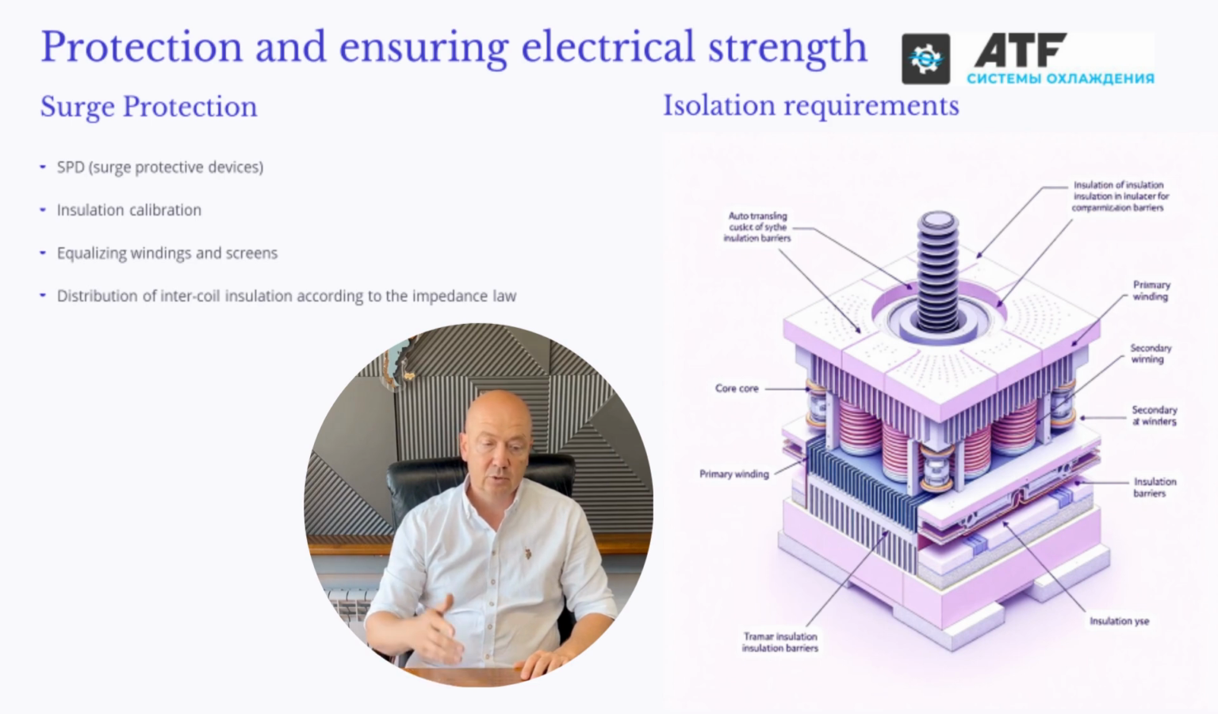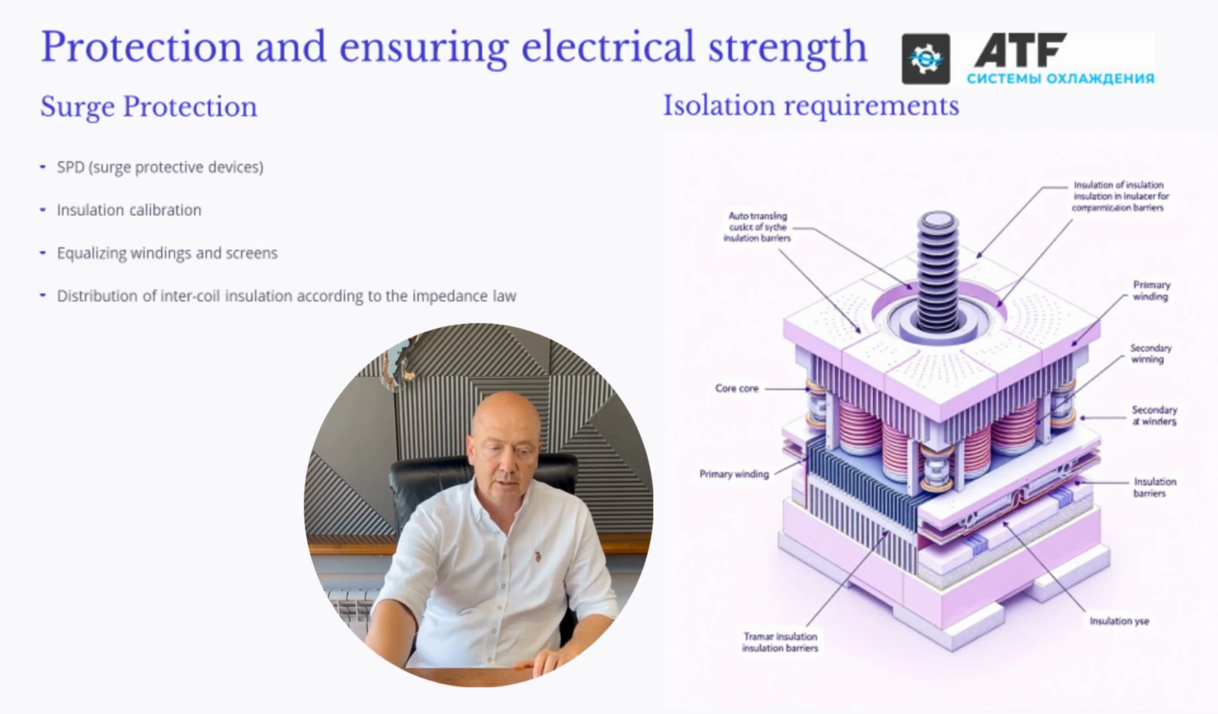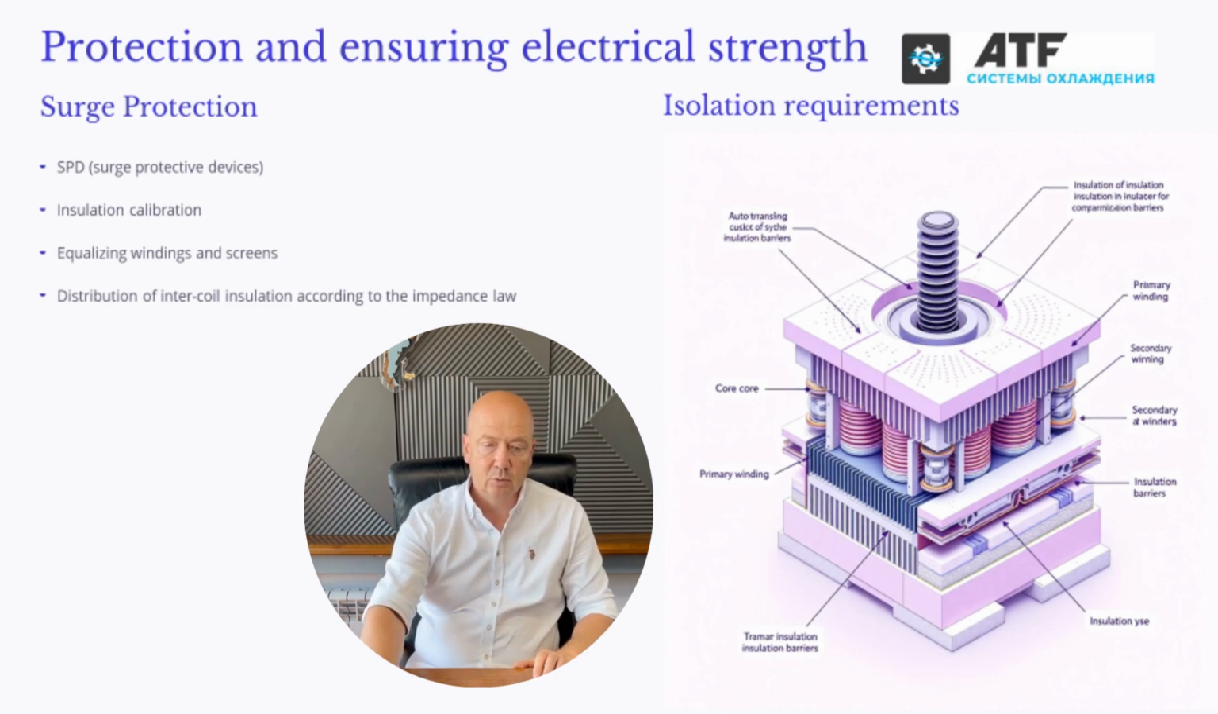Protection and insulation reinforcement. To protect against overvoltages, engineers use surge arresters, graded insulation, equalizing windings and shielding, and distributing intercoil insulation according to the impedance law. Example, in an autotransformer rated 220 to 110 to 10 kilovolts, the overvoltage on a disconnected terminal can reach 510 kilovolts, which exceeds the allowable value.